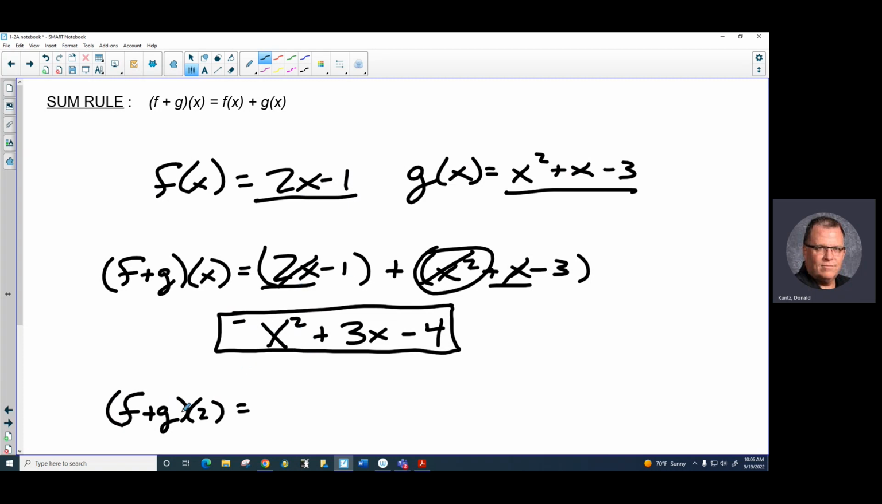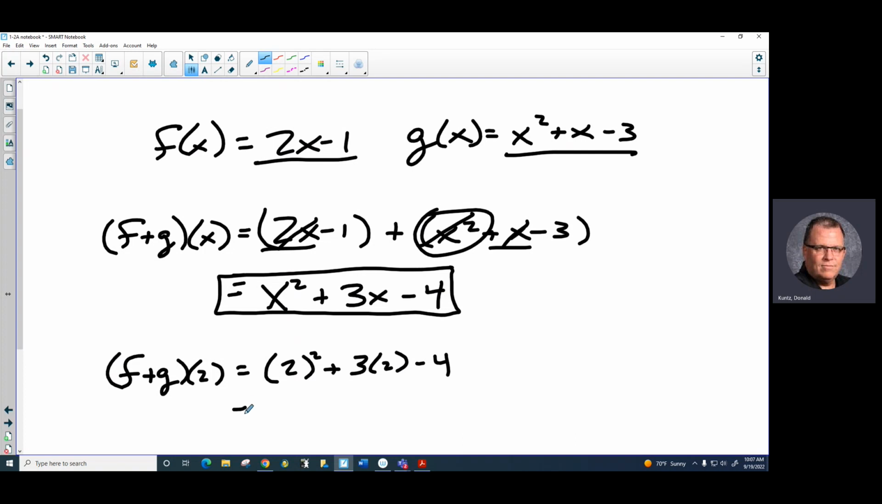The idea here is if we had a bunch of f plus g's at different values that we wanted, we could just plug it into this f plus g function instead of having to plug it into each one of these and add that together. So we could do this substitution and end up with 2 squared, plus 6 minus 4. So what is that, 10 minus 4? That is 6. And that would be it.